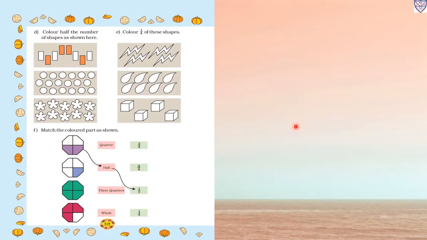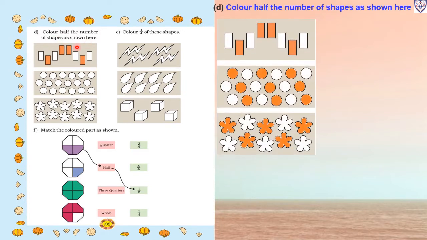Now page number 102 D. Color the number of shapes as shown here. So first one, they have shown total how many shapes are there: 1, 2, 3, 4, 5, 6, 7, 8. So 8 are there. So half means 4. So we will color only 4.